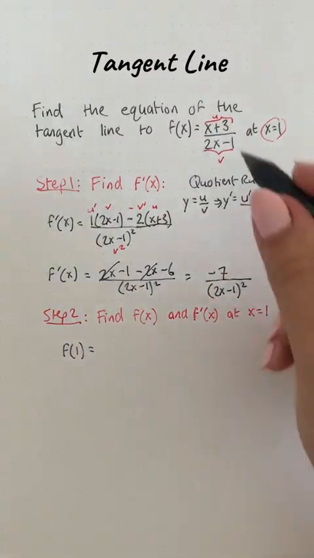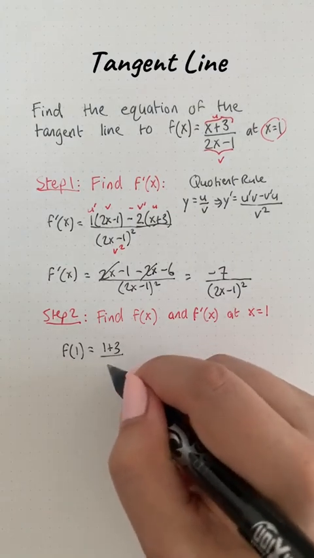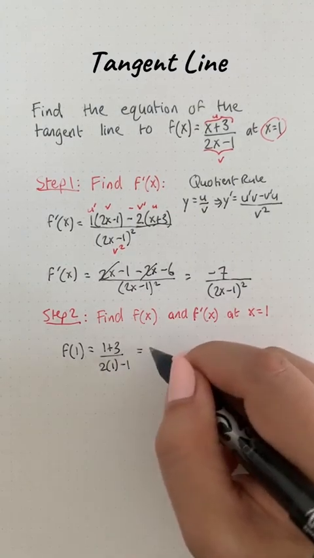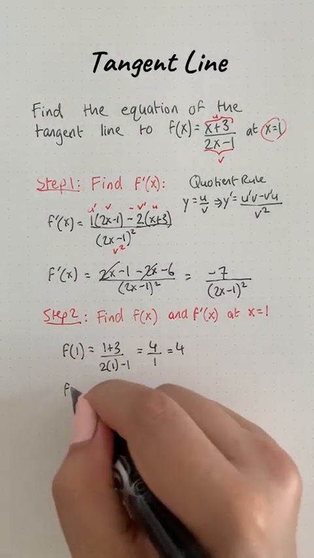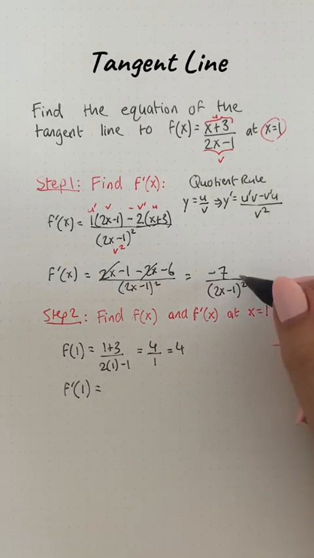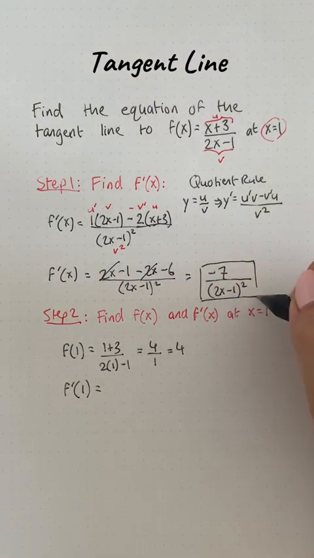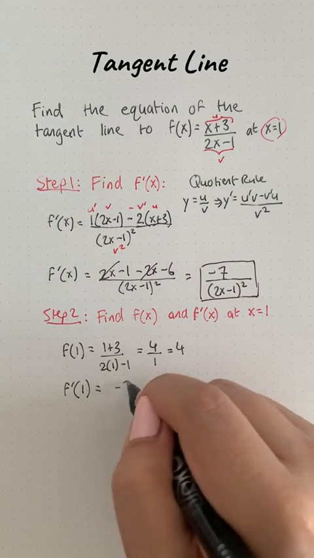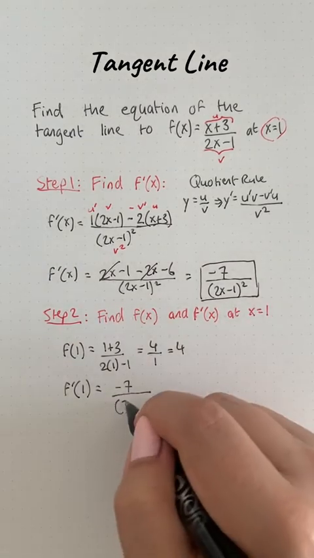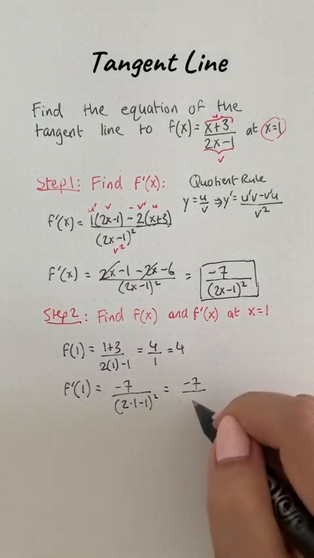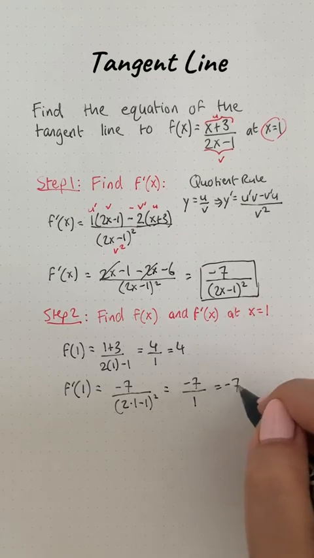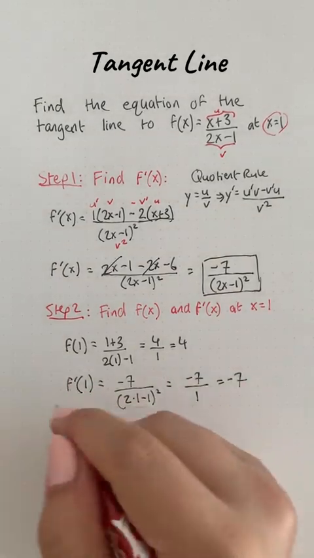First of all, to find f of 1, you're just going to take your function f of x and substitute. Instead of x, you're putting 1. You're going to get 1 plus 3 over 2 times 1 minus 1. You're going to get 4. Now for f prime at 1, you're going to substitute x is 1 inside your f prime, minus 7 over 2x minus 1 squared. You're going to get minus 7 over 2 times 1 minus 1 squared, which is just minus 7. Now we have our f of 1 and we have our f prime of 1.